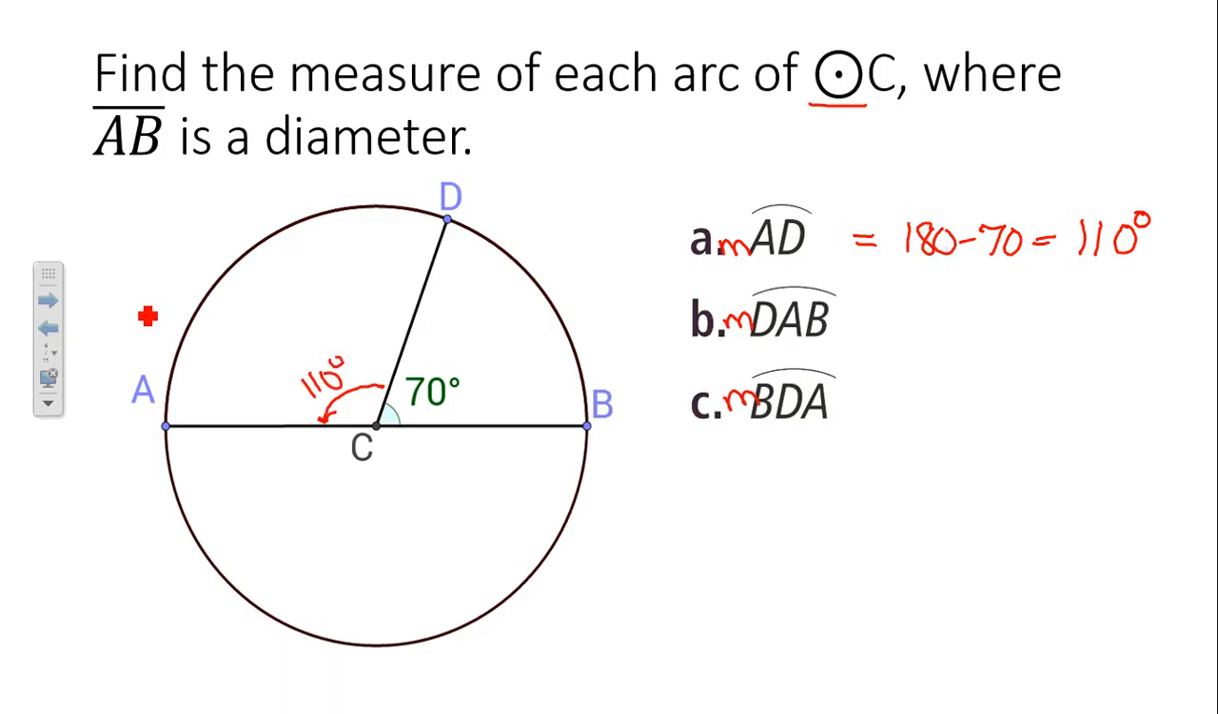Okay, now they want us to tell what the measure of DAB is. So now we're going from D to A to B. So D to A to B. Okay, so what do you think? How are we going to find that? Good. 360 minus 70, because we have a whole circle less that minor arc. 290 degrees.